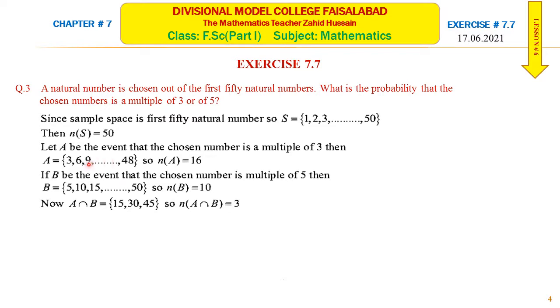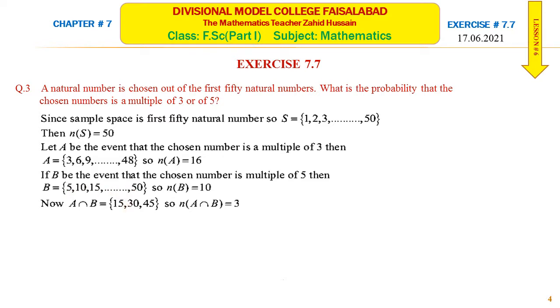Now A intersection B, those numbers which are common in these two sets, are 15, 30 and 45. 15 is a multiple of 3 and 5. 30 is a multiple of 3 and 5, and 45 is a multiple of 3 and 5. So these three numbers are included in this set, and they are also included in this set.